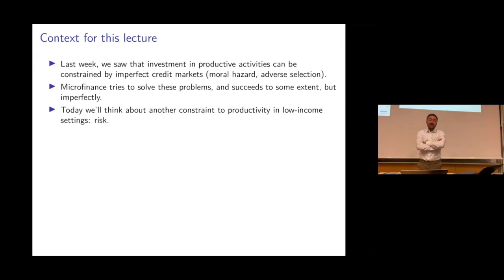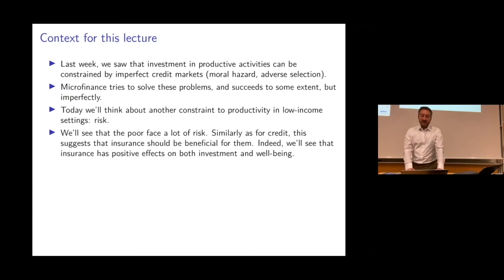Today, we'll talk about another constraint to productivity in low-income settings, and that's risk. We'll start by seeing that people living in low-income contexts do face a lot of risk. I'll show you some data that suggests that. And similarly, as for credit, that suggests that people should want to buy insurance to insure against those risks, and that there should be insurance companies that offer insurance products to them. And we'll see under which conditions this is true.